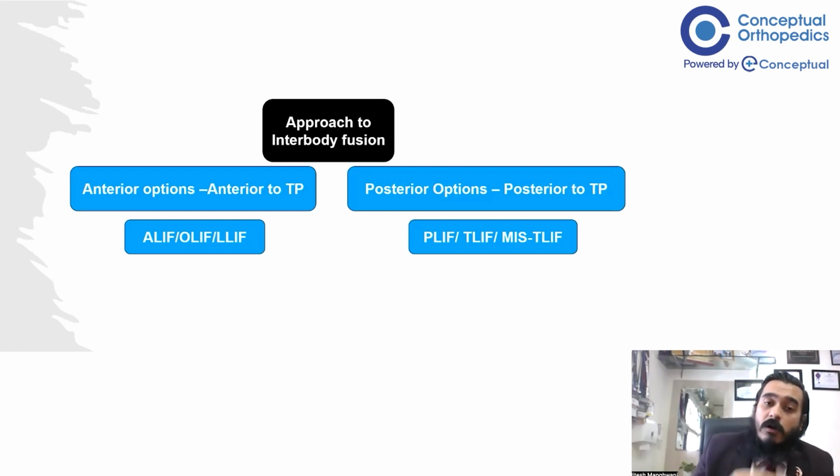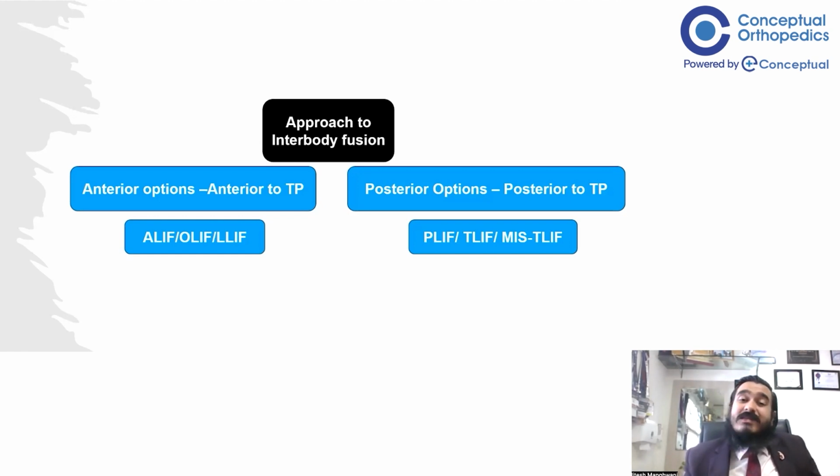So my friends, remember, the transverse process is a key bony landmark which will decide whether the surgery that you're doing is going to be called the anterior or the posterior surgery. So anterior to the spinous process, the different options are going to be A-lift, O-lift, and L-lift. If you're going bang on anteriorly, that is the A-lift. If you're going anterior to the psoas, that is O-lift. If you're going through the psoas, that is L-lift.